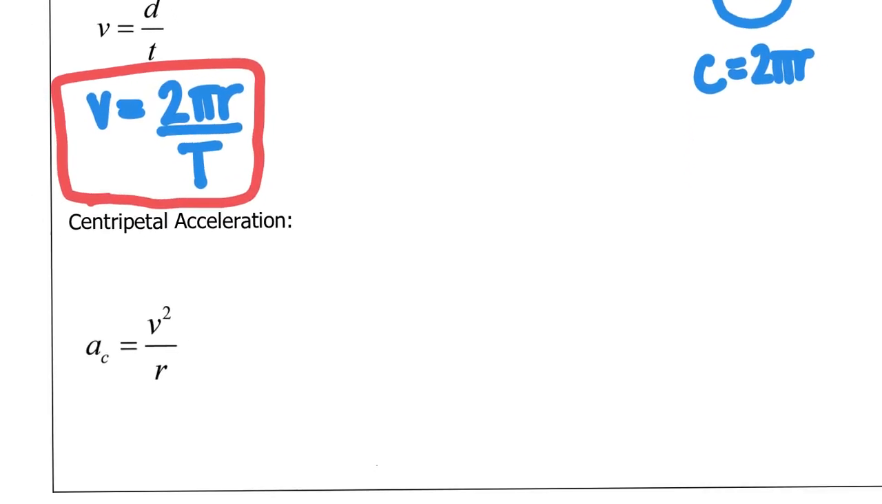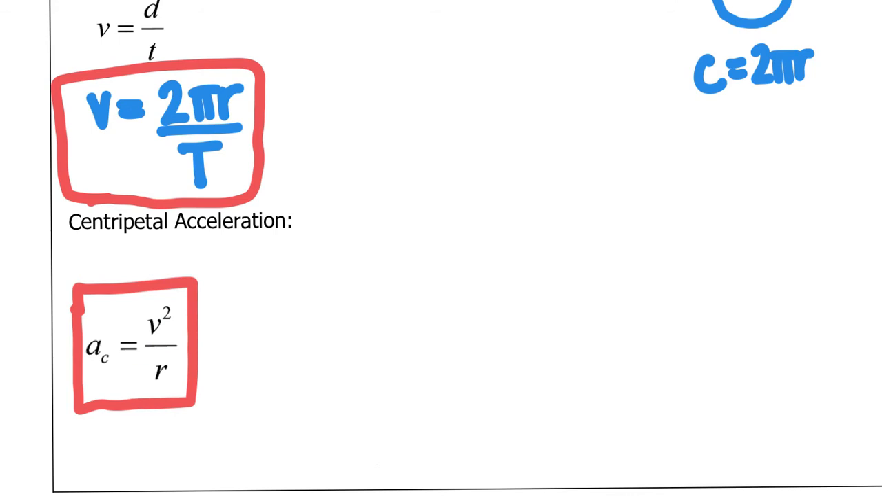The other formulas I want to develop are for centripetal acceleration. So here's the first one, and that one should be on your formula sheet. Notice that there's the little c here, so that stands for centripetal or circular acceleration. It's the square of the velocity divided by the radius of the circle: a_c equals v squared over r.